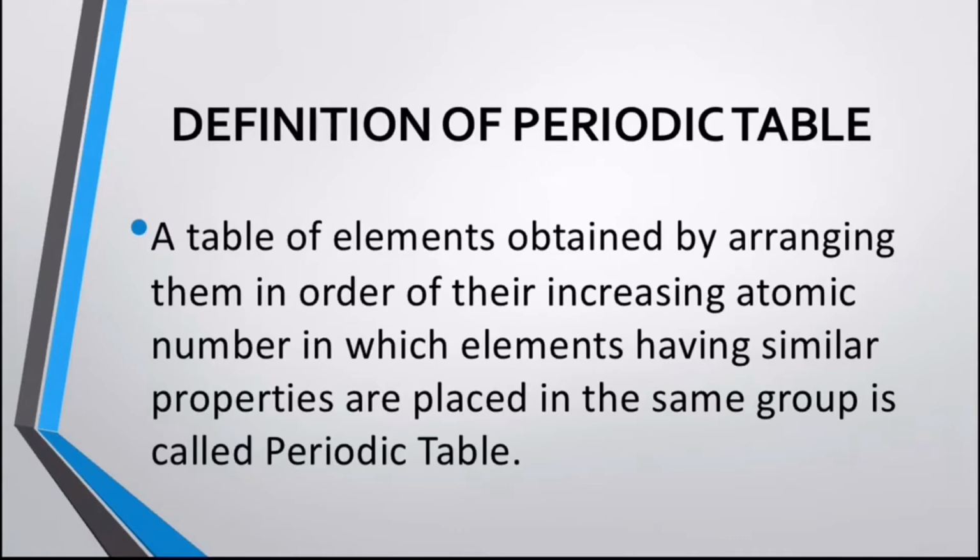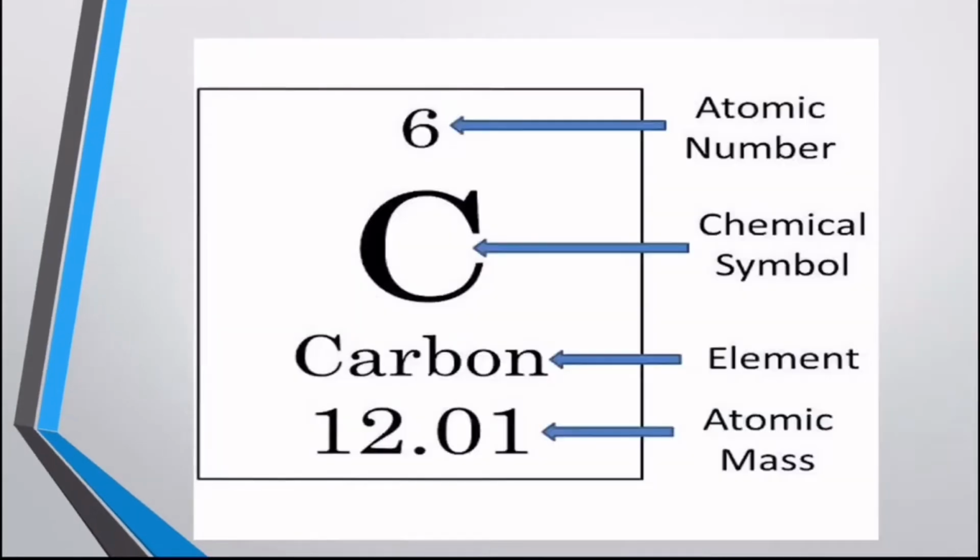So the definition is: a table of elements obtained by arranging them in order of their increasing atomic number, in which elements having similar properties are placed in the same group, is called the periodic table. That's how we are going to define the periodic table.